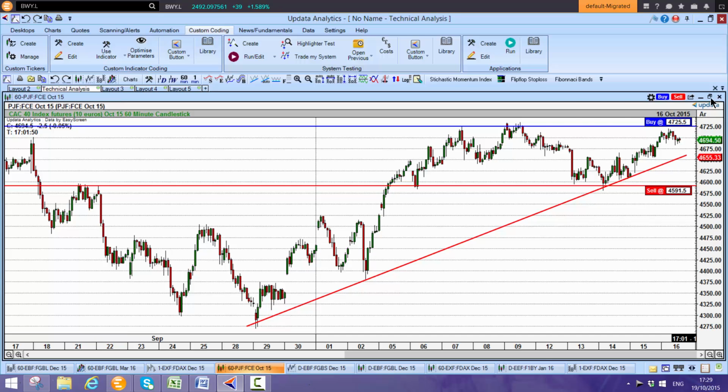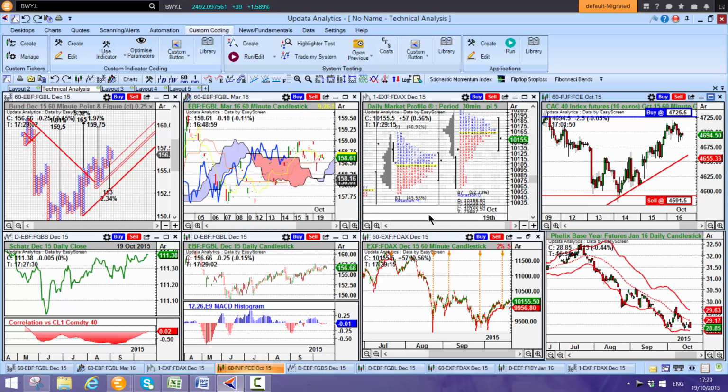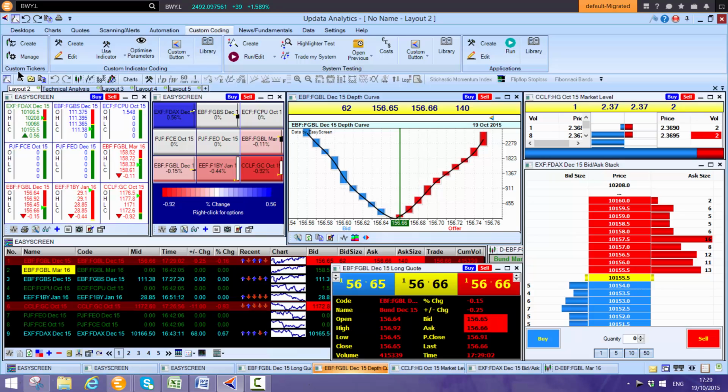So Updata really just gives you that level of functionality off the Easyscreen data. It's just sitting on top of the Easyscreen platform, gives you your charting package on top of that. So that's really powerful, and that's it.